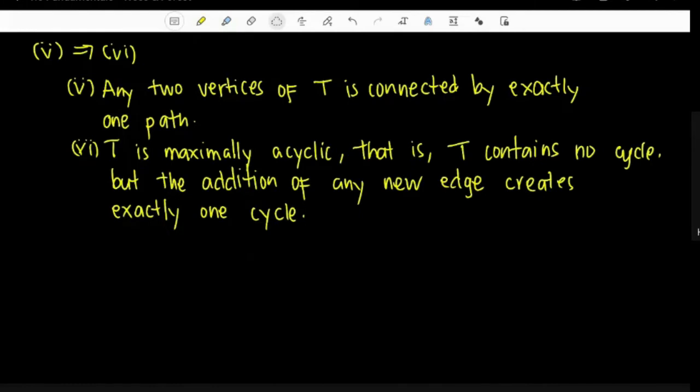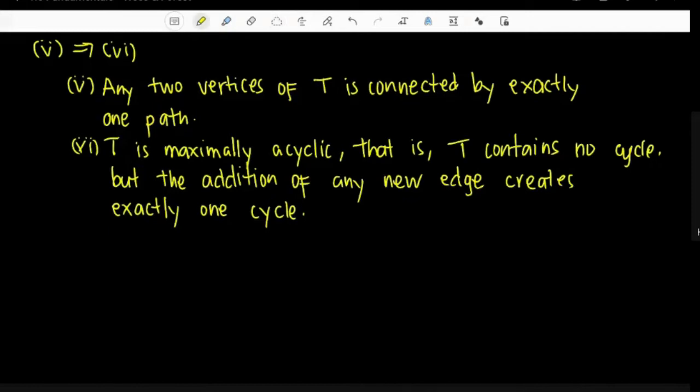Next, we prove that 5 implies 6. We assume that any two vertices of T is connected by exactly one path, and then we show that T is maximally acyclic. So, to show that T is maximally acyclic, we need to show two things. First, that T contains no cycle, and that the addition of any new edge creates exactly one cycle. The first one is easy to show.